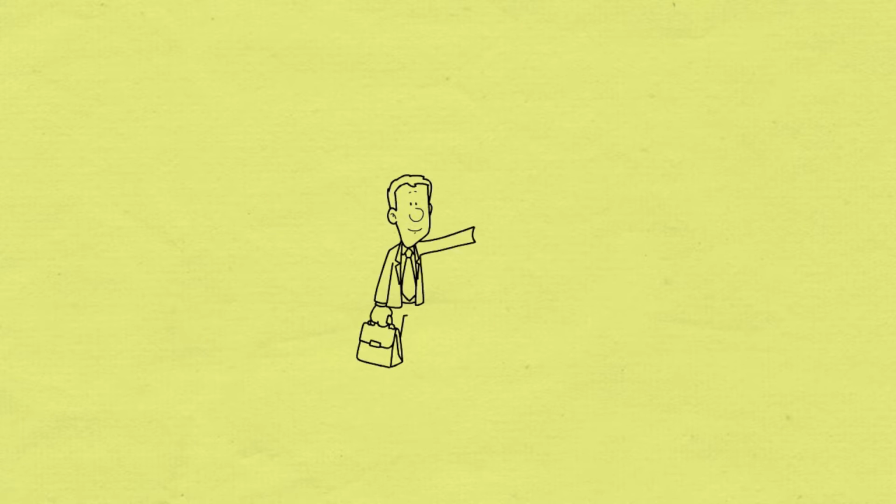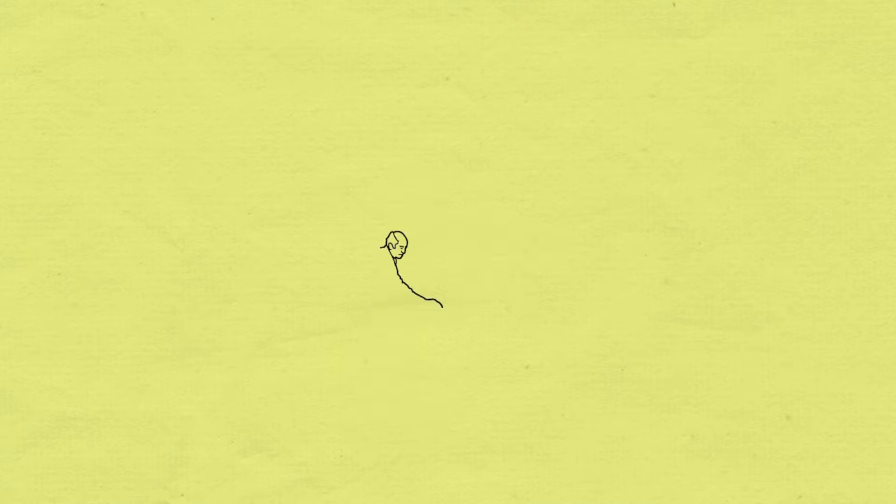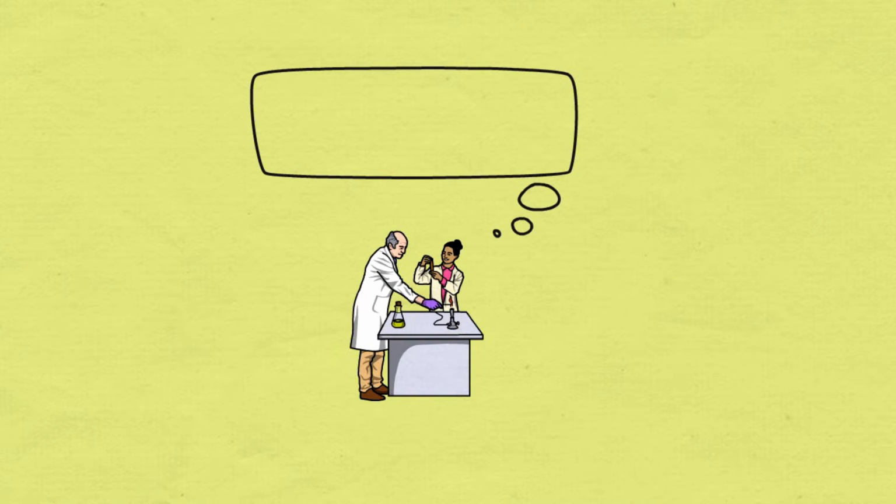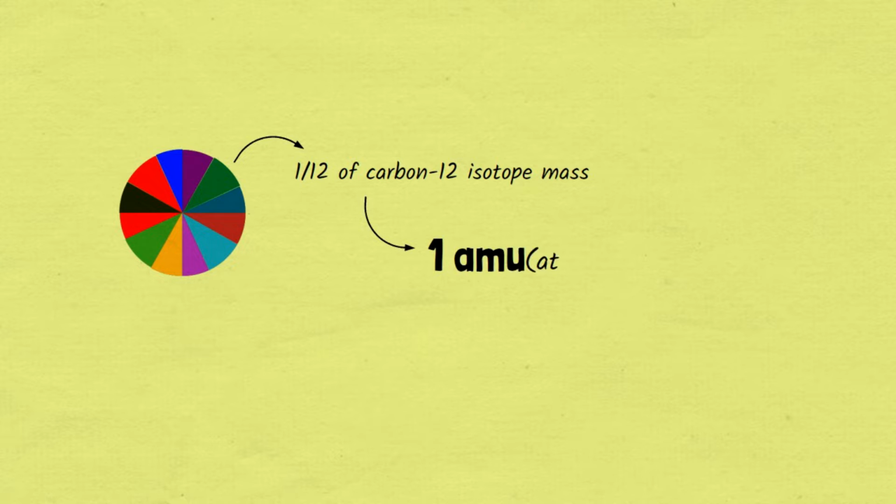Atoms are so small that they cannot be observed directly and their mass cannot be measured with any scale. For this reason, scientists use the relative mass scale to determine the mass of atoms. According to this scale, the mass of atoms is measured with a weight whose mass is 1/12 of the mass of carbon-12 isotope. This weight is called atomic mass unit.